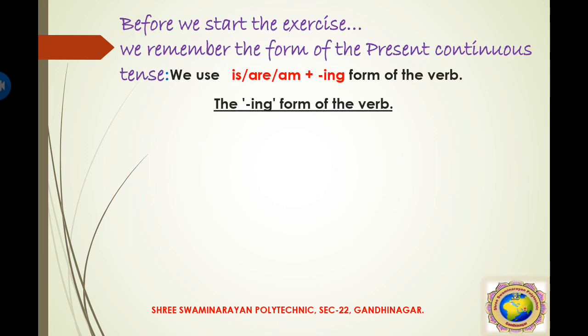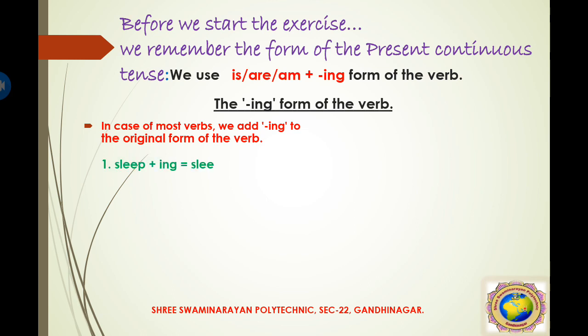Before we start the exercise, let us remember the form of the present continuous tense. We use is, am, are, these helping verbs, plus ing. This shows that ing is the continuous form of the verb. There is a basic rule for how we make the verb in ing form. In the case of most verbs, we add ing to the original form of the verb. Sleep plus ing means sleeping. Play plus ing is playing. Eat plus ing means eating.